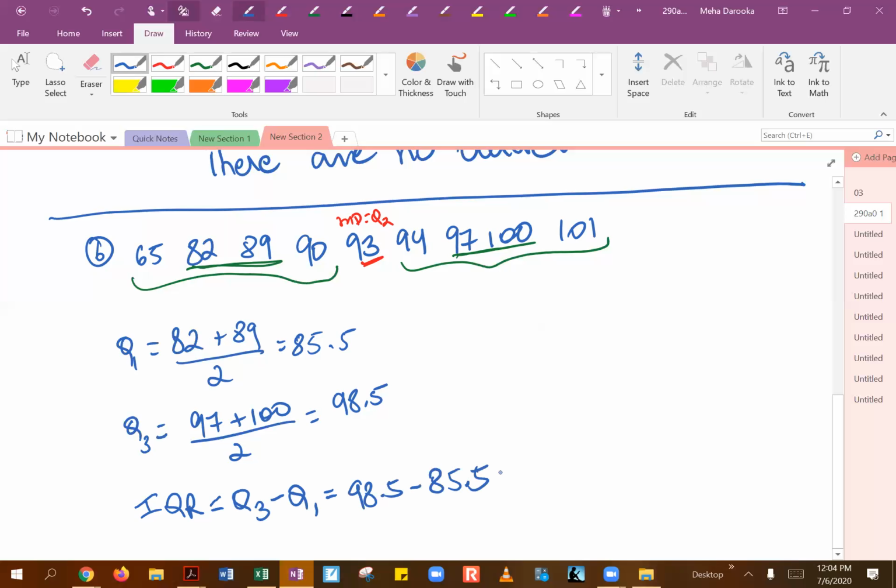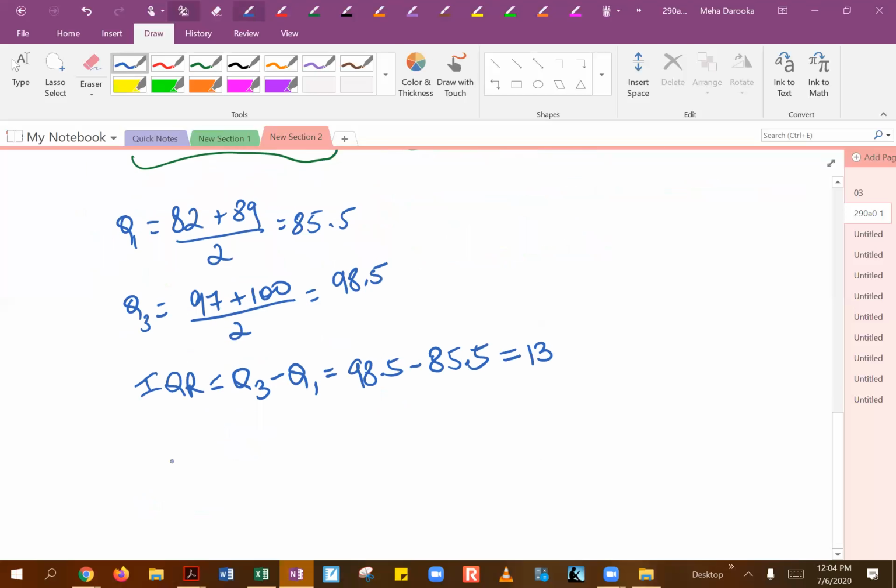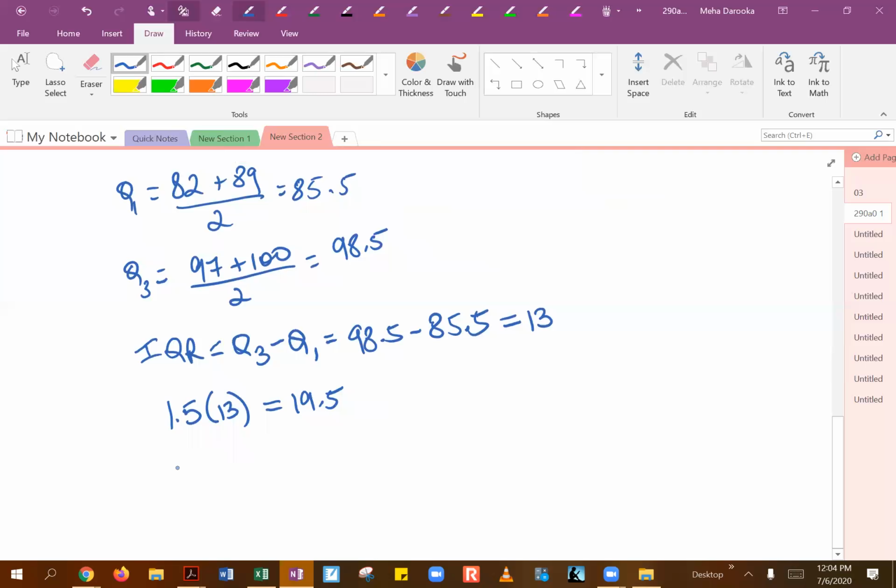Yeah, very good, Jesus. It would come out to be 13. And then, of course, remember, we end up taking 1.5 times 13. So you're coming up with 19.5. Alrighty, very good. Once you have that 1.5 times the interquartile range, then we will subtract that from quartile 1.